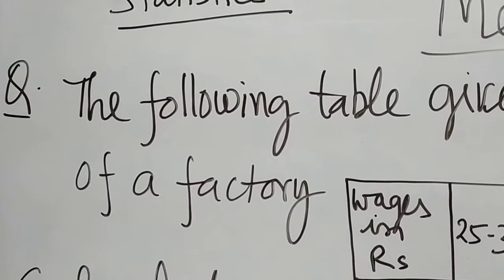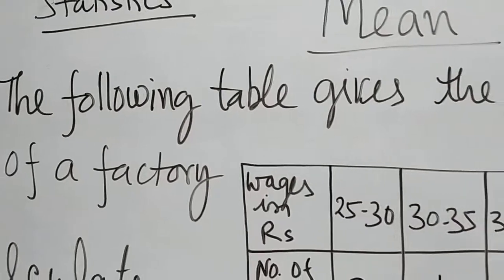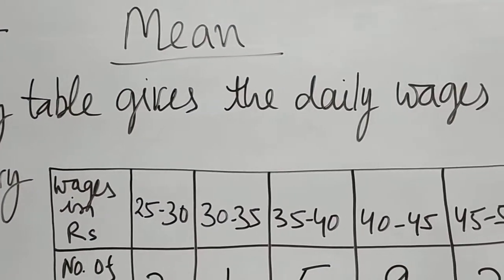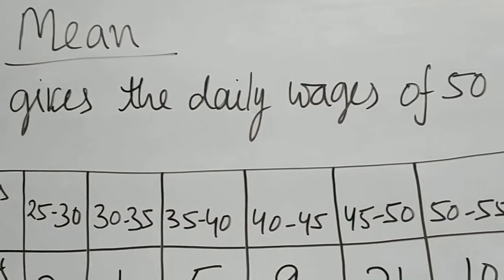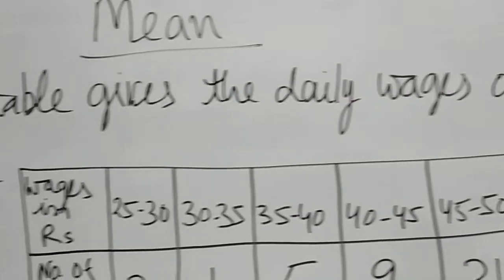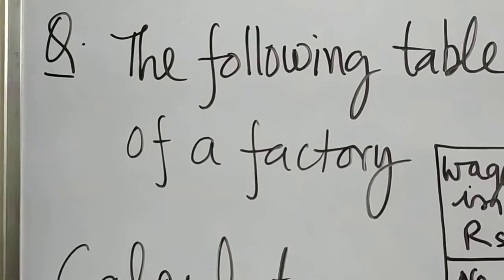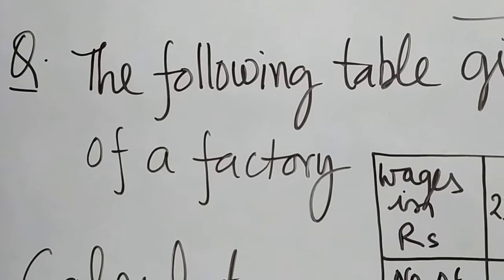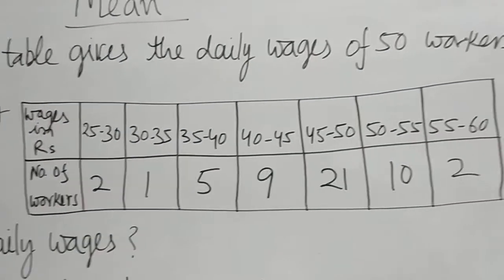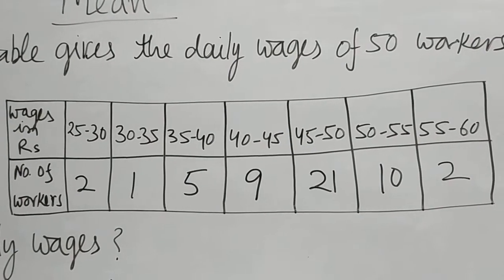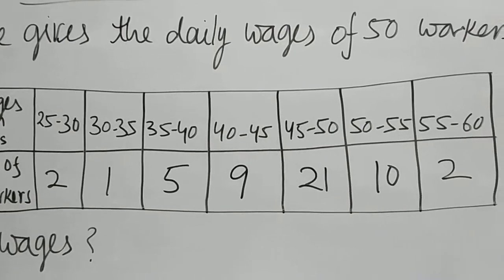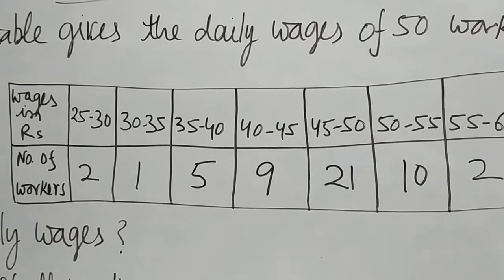Question: the following table gives the daily wages of 50 workers of a factory. That means there is a factory in which 50 workers are working. They get different daily wages.